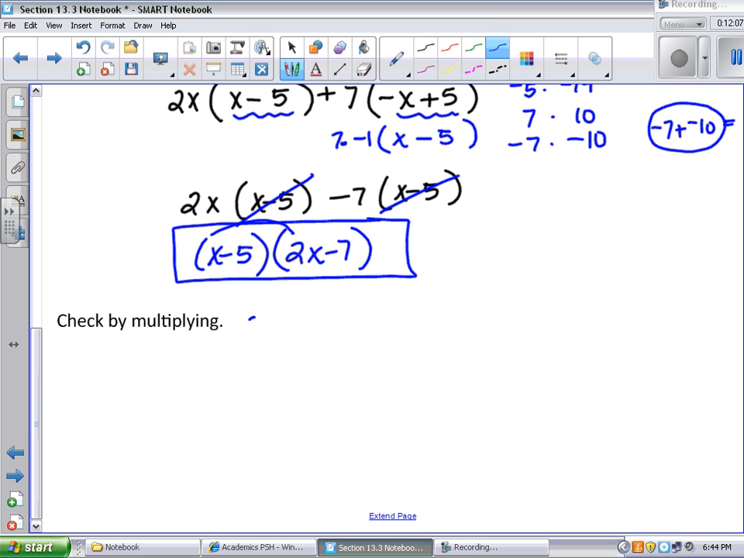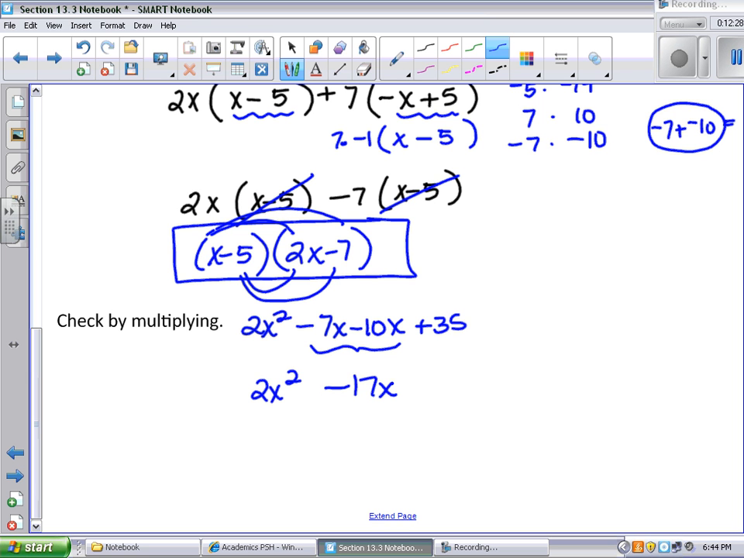X times 2x gives me 2x squared. X times minus 7 gives me minus 7x. Negative 5 times 2x is negative 10x. And negative 5 times negative 7 is positive 35. Combining the middle coefficients gives me 2x squared minus 17x plus 35. And if you look in your workbooks, that was the original polynomial that we started with. So we've checked it. We know we have the correct factorization.